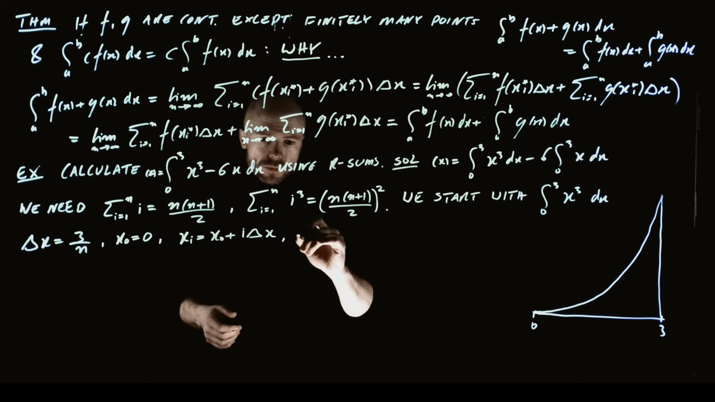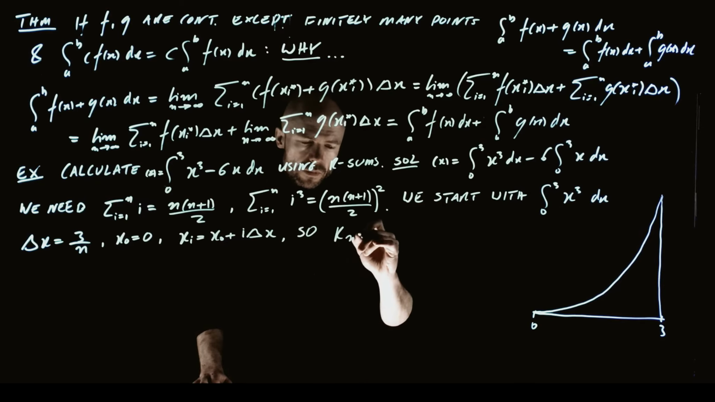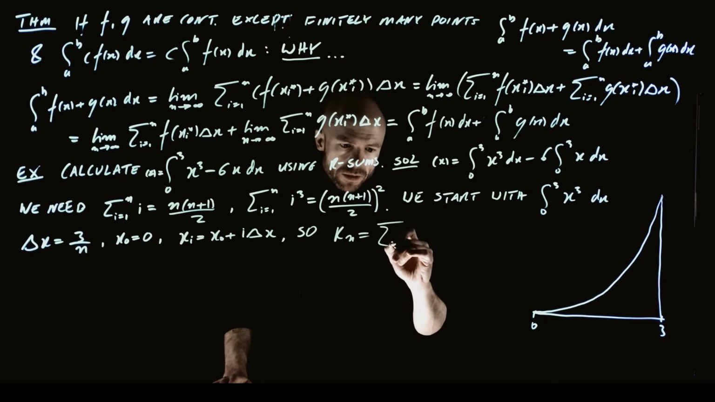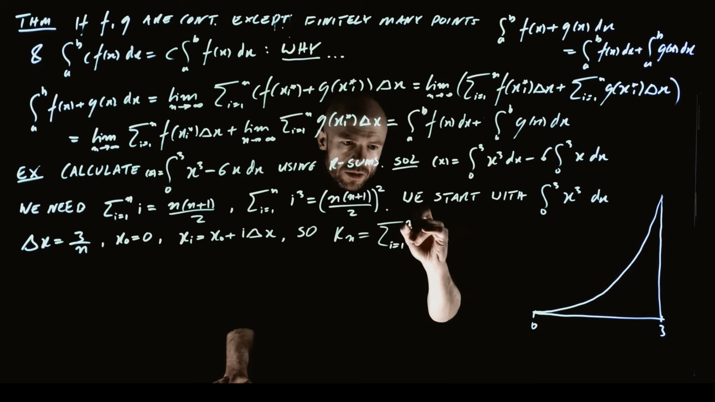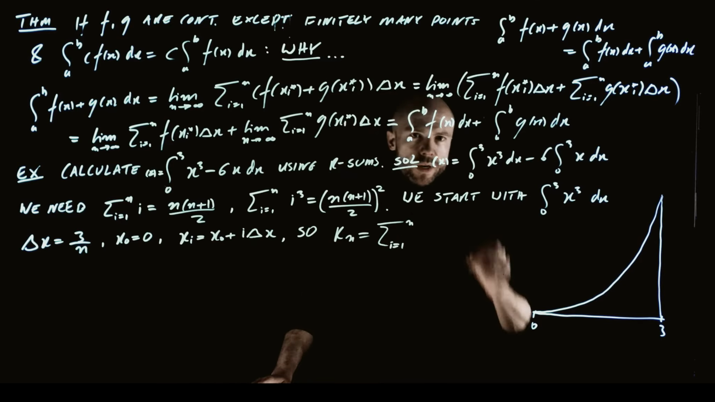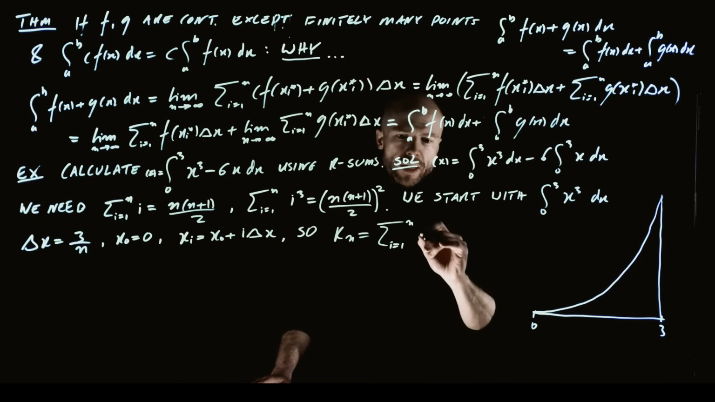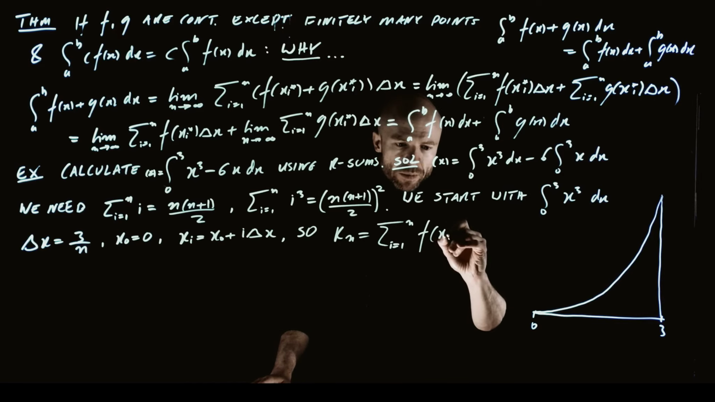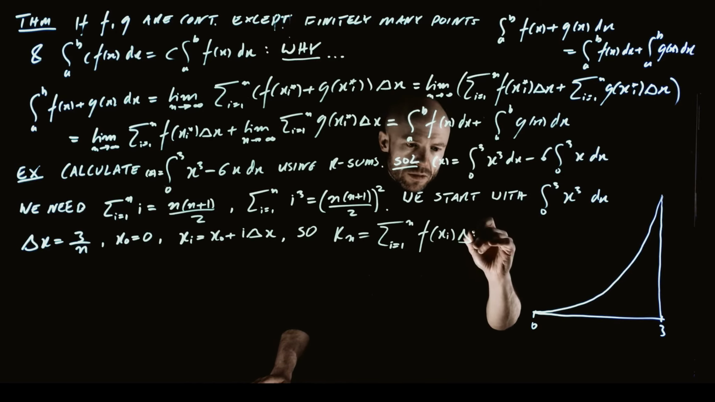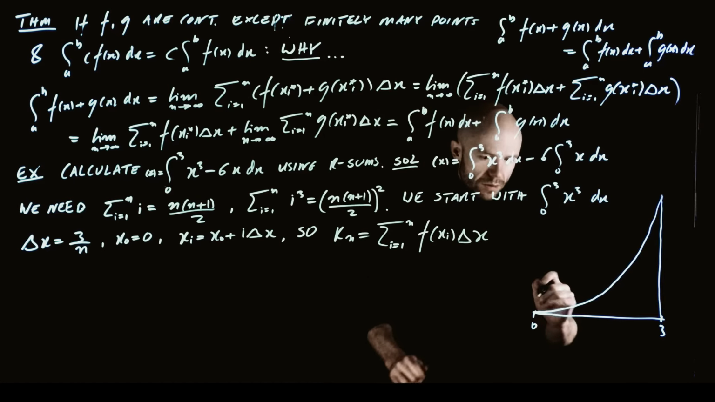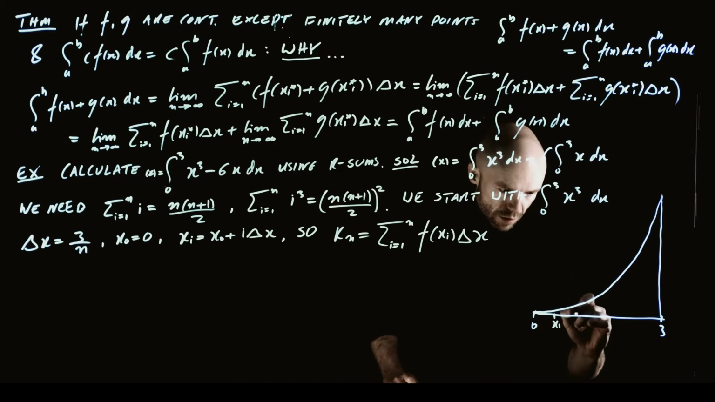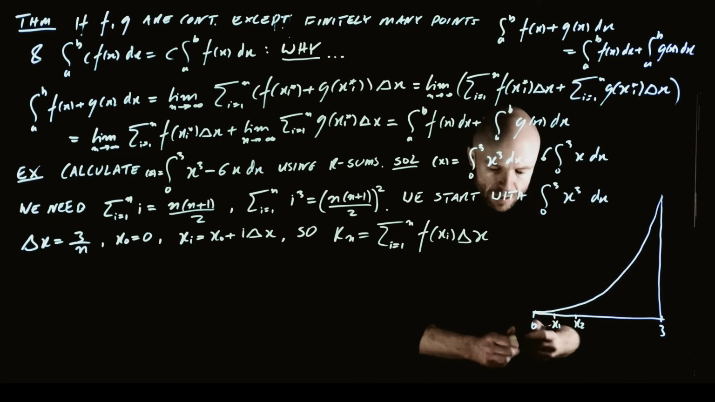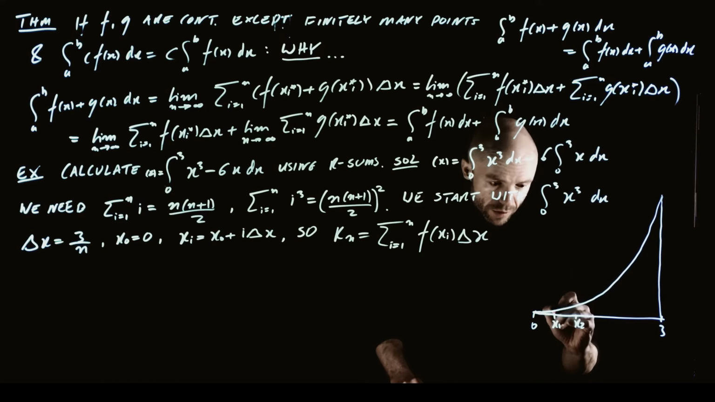So Rn is this. It's the sum from i equals 1 up to n, where each rectangle has its height defined by the right endpoint. I'm going to draw it on the diagram in a second, but it's given by this, because this is x1, this is x2, and so on. And so the height of the first rectangle is this guy, the height of the second rectangle is this guy, and so on.